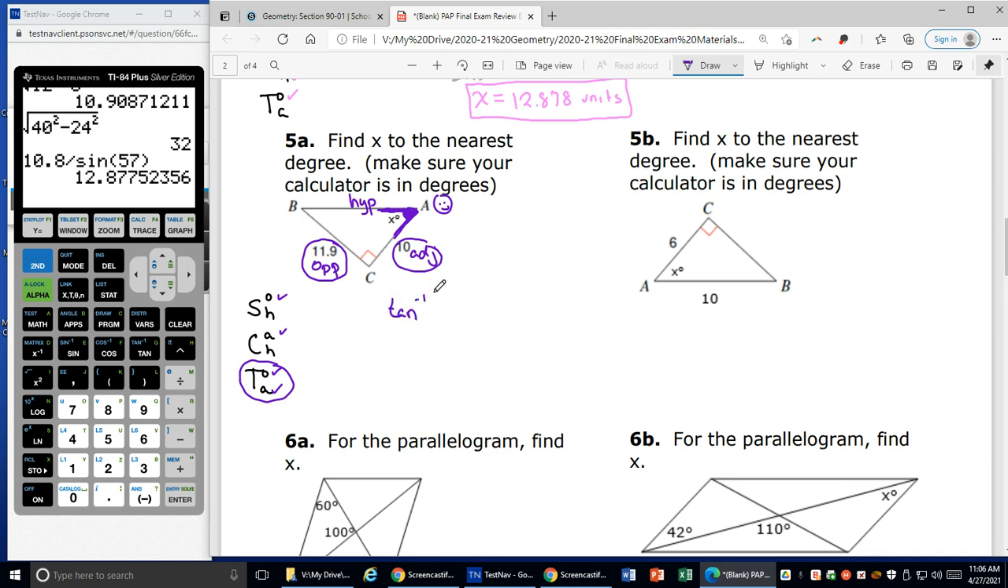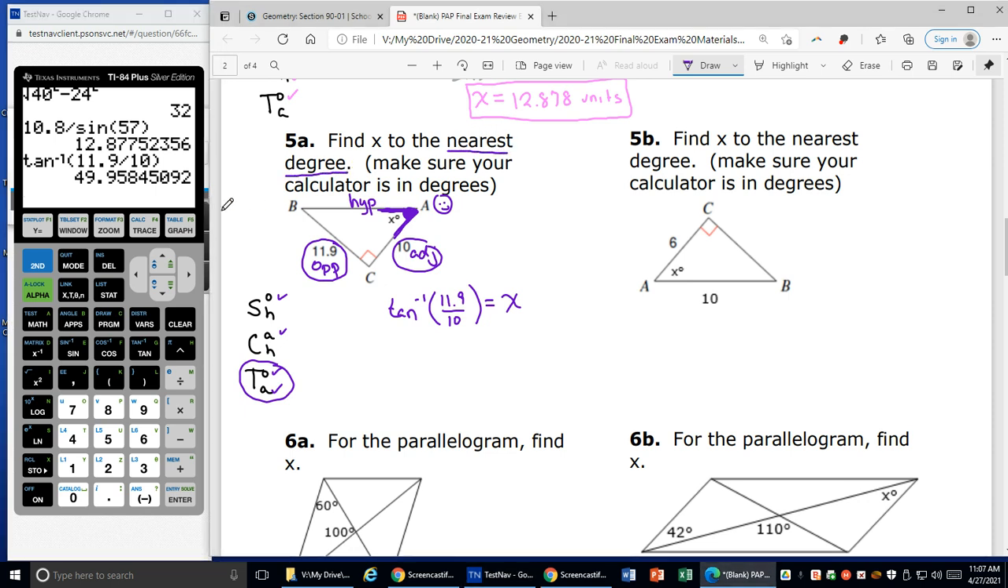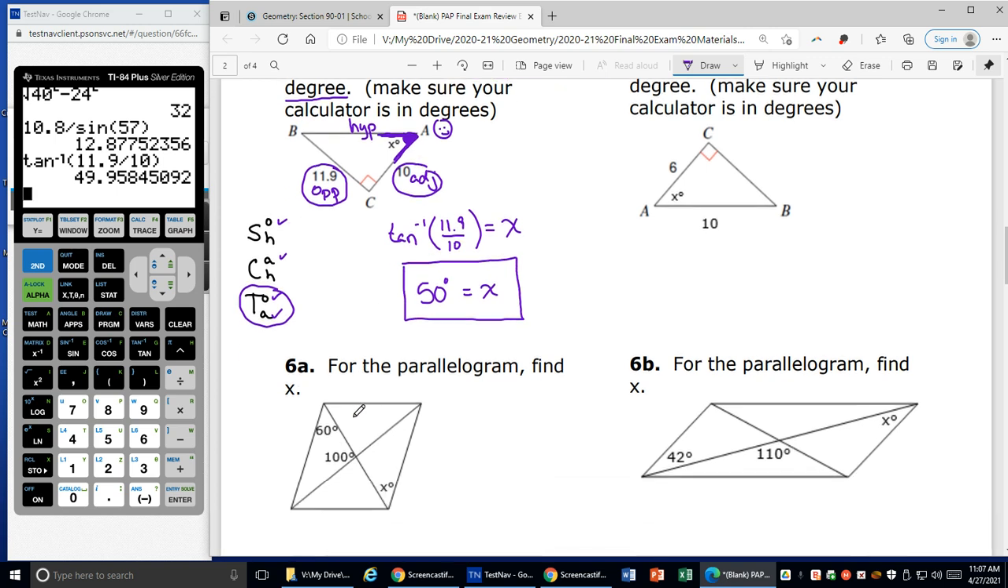So the inverse tangent of the ratio, opposite over adjacent, 11.9 over 10 is going to give me that angle x. Okay, so to use the inverse tangent, I have to use the second and the tangent button, and then 11.9 divided by 10. And it says to find x to the nearest degree, so that's a whole number, so that's going to be rounding to 50 degrees. 50.